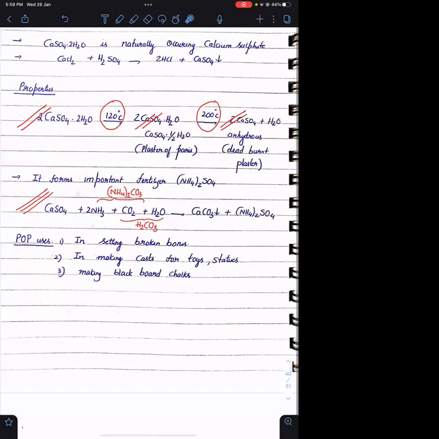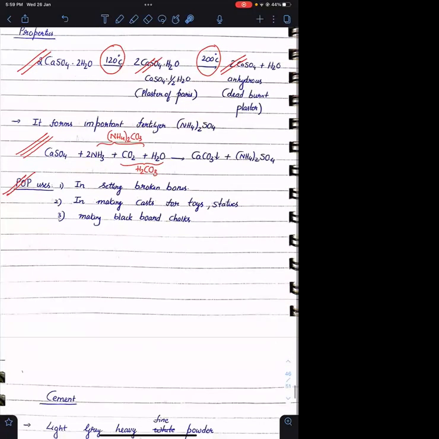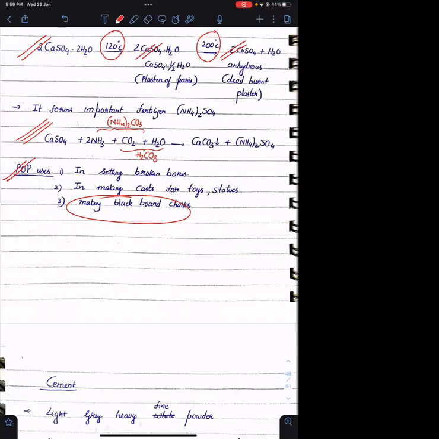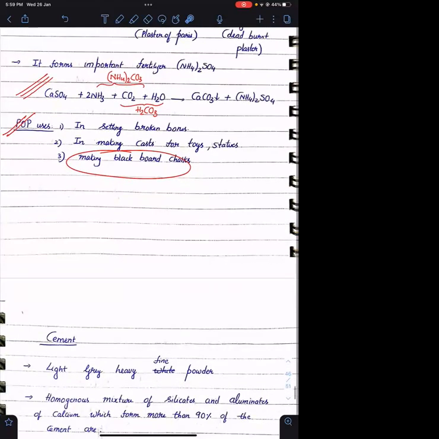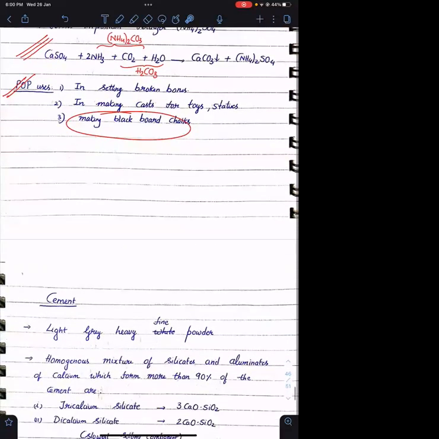Okay, the uses of plaster of Paris are written separately, important. It is used in setting broken bones. It is used in making casts for toys as well as statues. It is used in making blackboard chalks. POP is used in making blackboard chalks. Okay, but recently blackboards are not coming up now. We are having only markers and all these things. But in government institutions blackboards are still there. So it is important. Remember this.